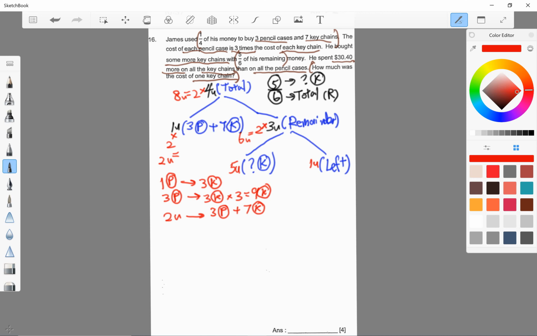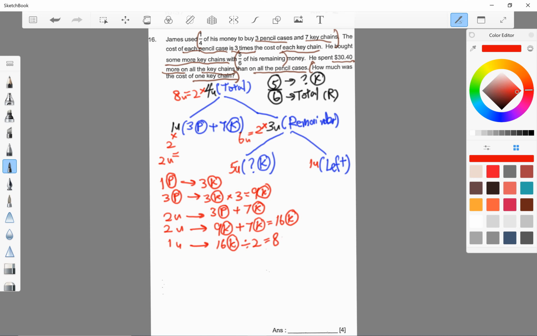So if 2 units is the same amount on 3 pencil cases and 7 keychains, this will also mean that 2 units will be spent on 9 keychains with another 7 keychains, a total of 16 keychains. So if 2 units of James' money is spent on 16 keychains, this would mean that 1 unit of his money must be spent on 8 keychains. 16 divided by 2 is 8.